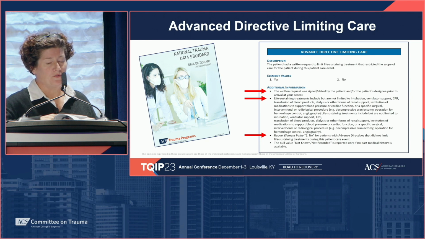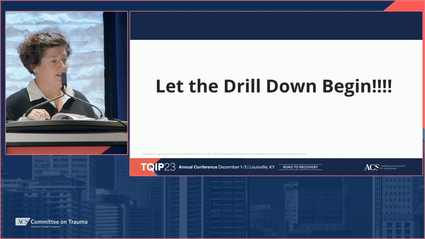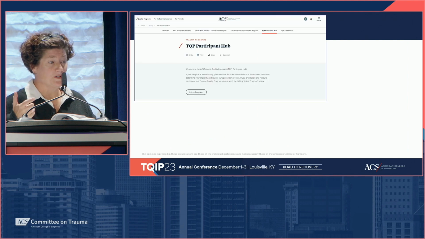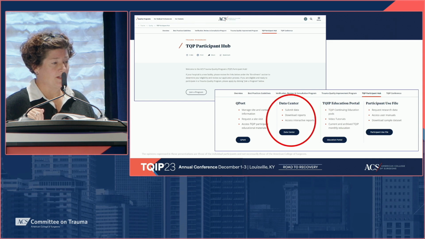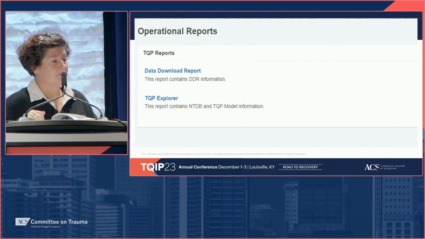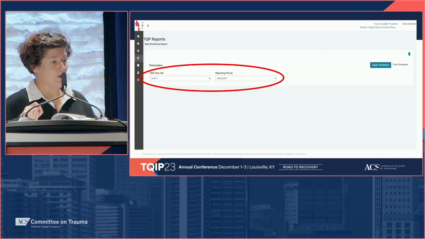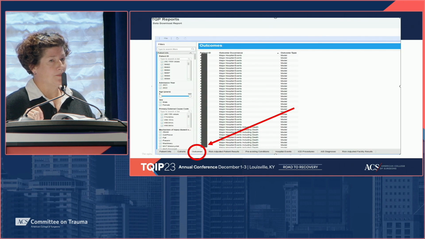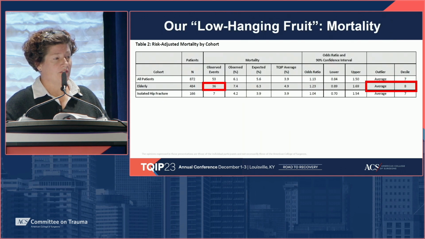So they have to meet two of these inclusion criteria, and they must not meet the exclusion criteria. So let the drill down begin. I'm gonna go into my benchmark drill down, into the TQIP participant hub, into my data center, and from there I'm gonna go into my operational reports, the data download report for the specific benchmark report you want, and from there I'm gonna go into my outcomes, and I can actually export them just like I can everything else.